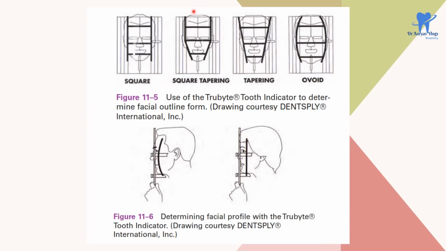If the points lie posterior to the base of the nose, the profile is curved. Again, while useful, there appears to be no scientific findings that validate the use of this information. So, determine the facial profile with the TruBite tooth indicator.